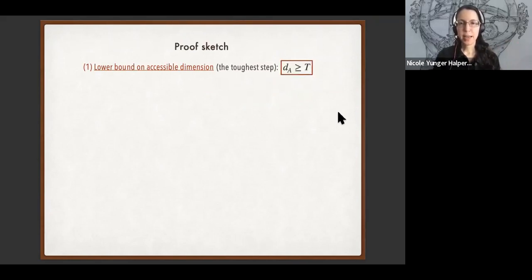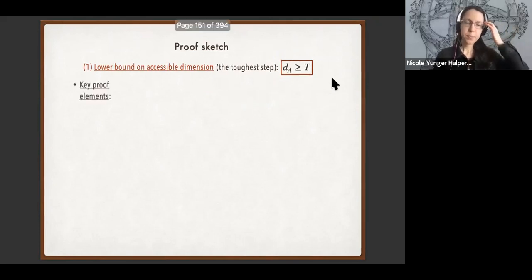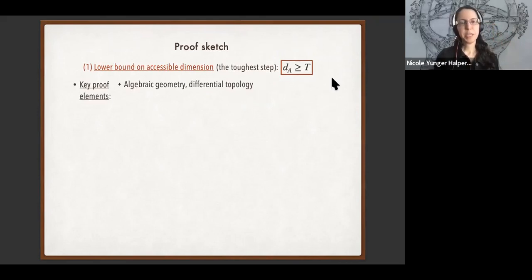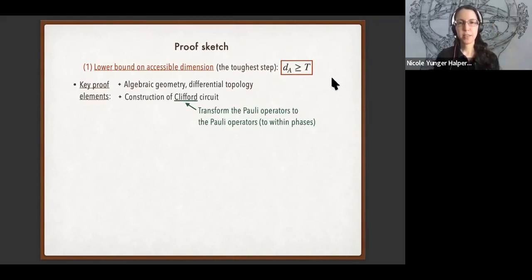It turns out that the accessible dimension of our architecture is lower bounded by T, the number of blocks in the circuit. The key elements of the proof include, as I mentioned, algebraic geometry and differential topology. We also construct a particular Clifford circuit. For those unfamiliar with the term, the set of Clifford operators are the operators that transform the Pauli operators to Pauli operators to within phases.